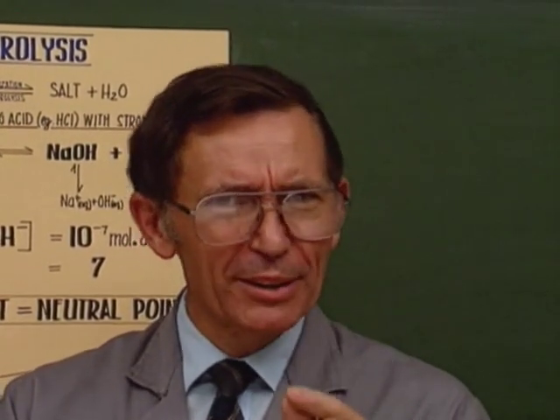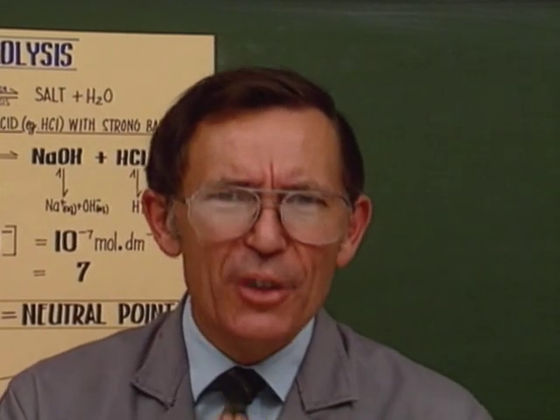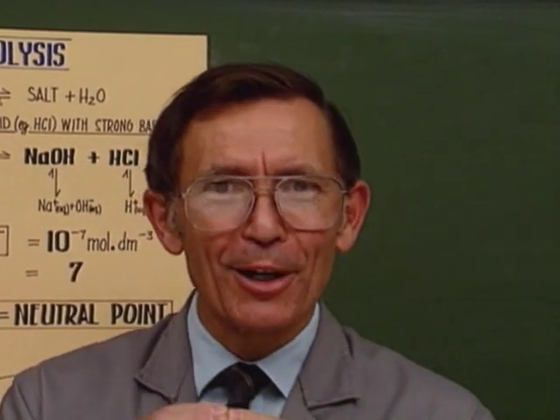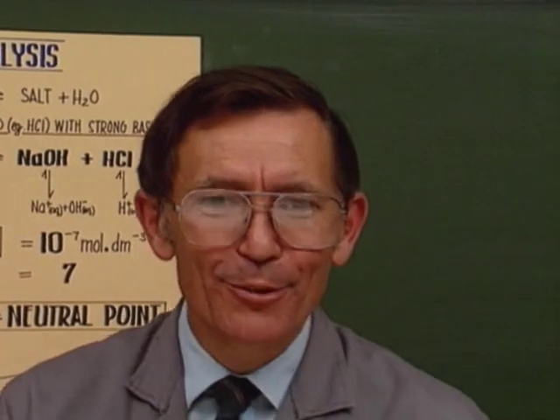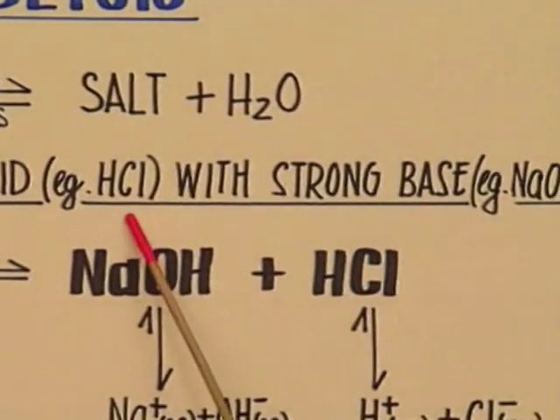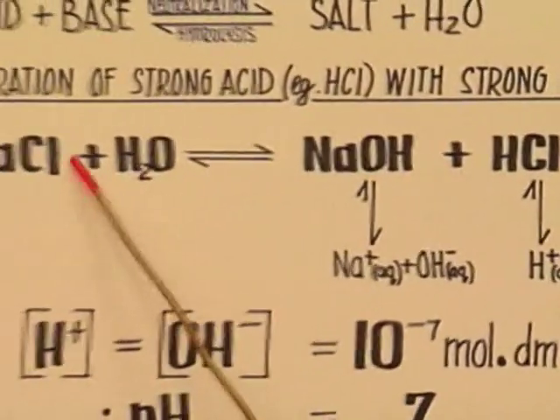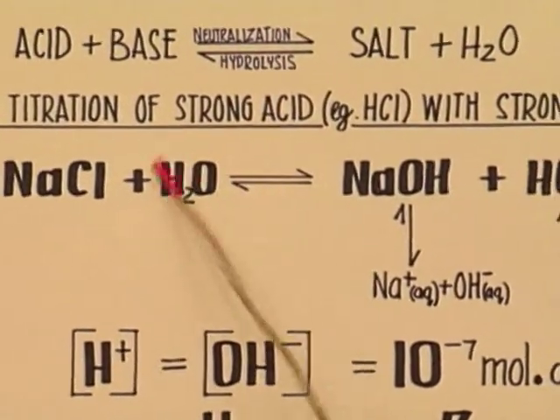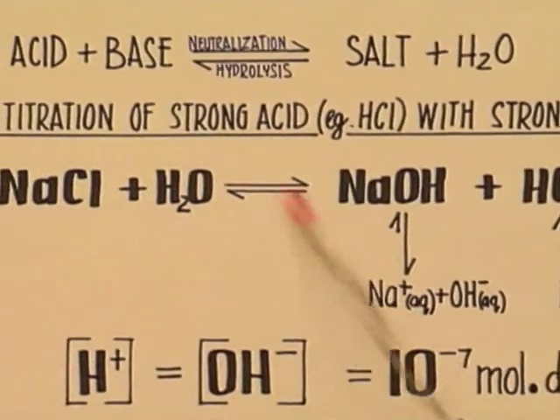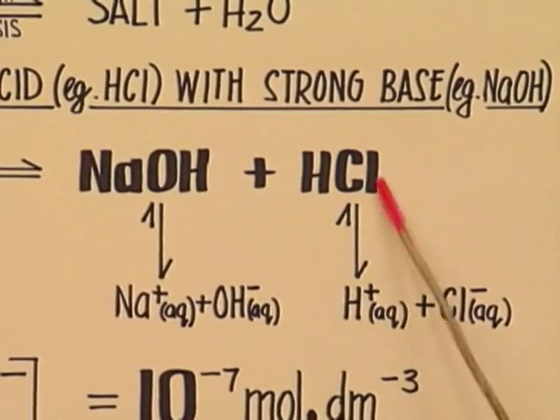Now, it is very important, when we have to make the correct choice of pH indicator for a given titration, to take this phenomenon of hydrolysis into account. Let us look at the titration of a strong acid, like hydrochloric acid, with a strong base, like sodium hydroxide, to give us the salt sodium chloride and water. Now, if this reaction did take place, we would have had sodium hydroxide formed and hydrochloric acid formed.